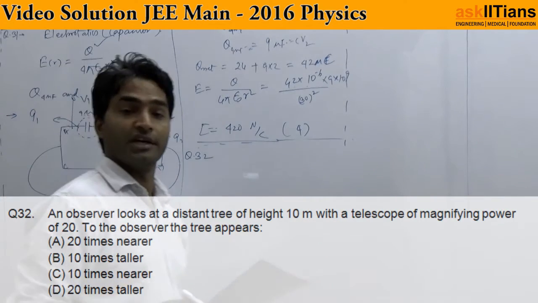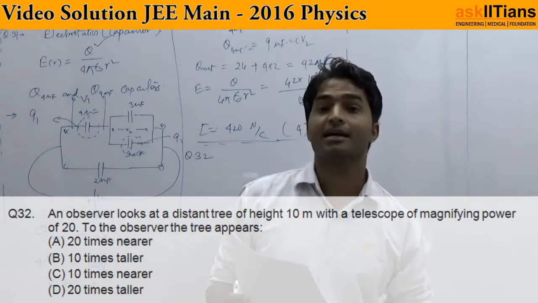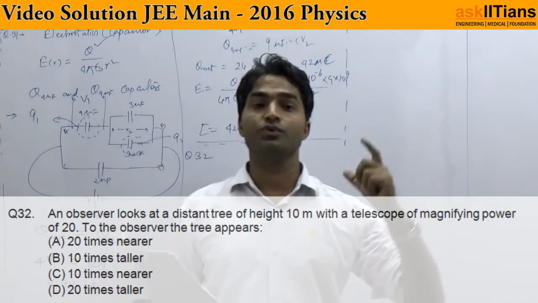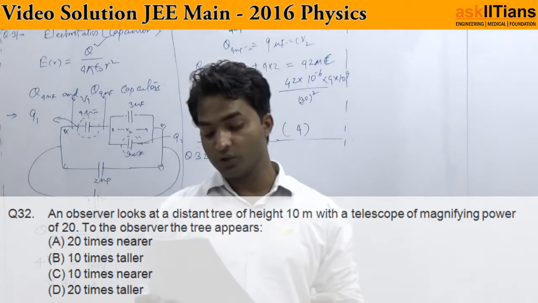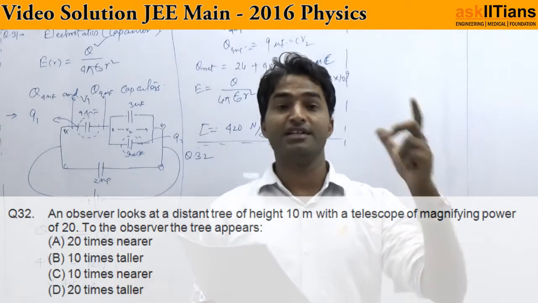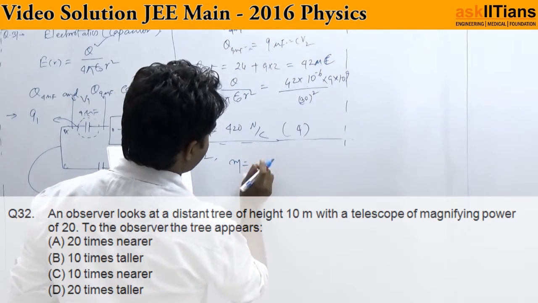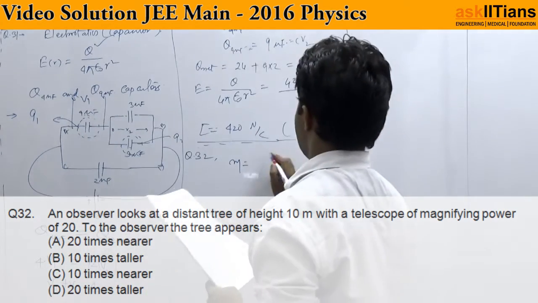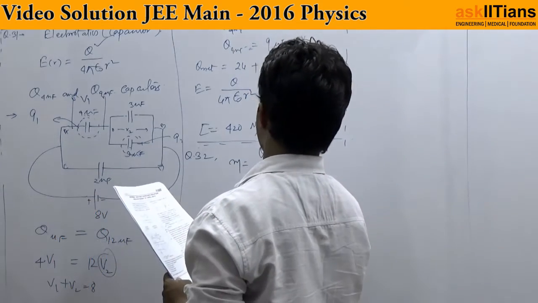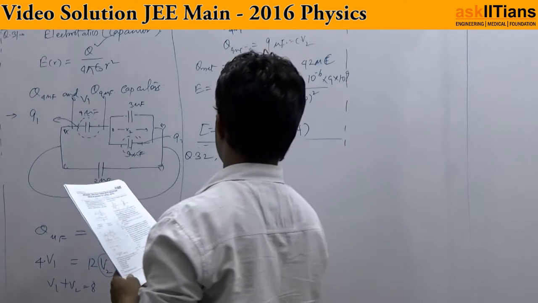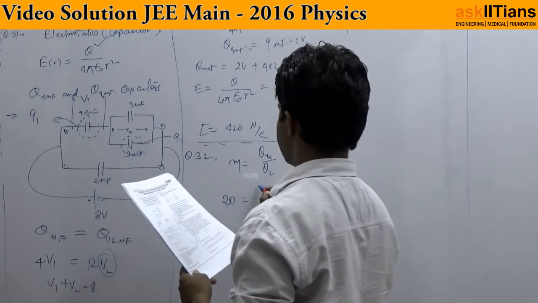Actually, this question is taken from the text where we discussed the resolving power of a telescope. A telescope is a device used to magnify a distant object, and that can be calculated. Magnification is equal to the linear distance upon that, meaning height upon the lateral distance. Now it is given that the magnifying power is 20 times and the original tree height is 10 meter.